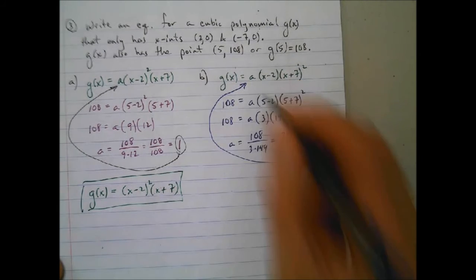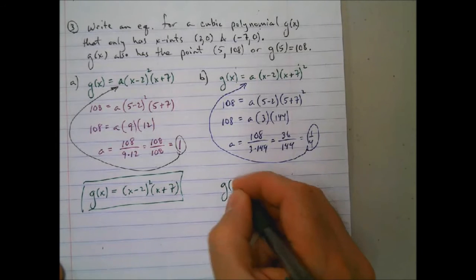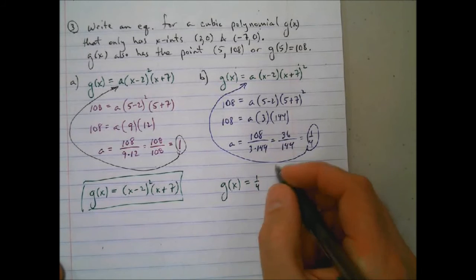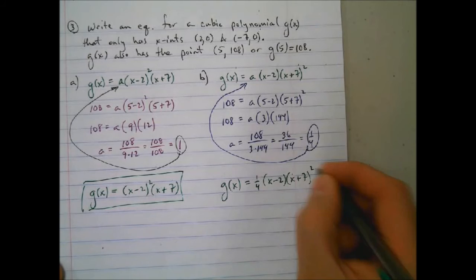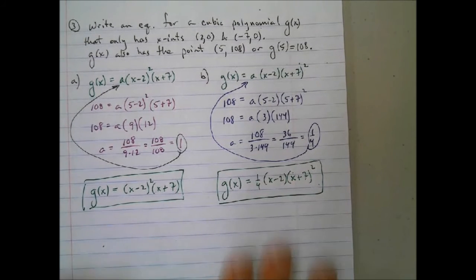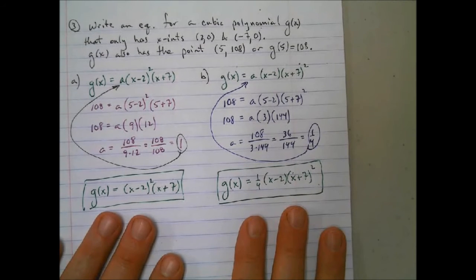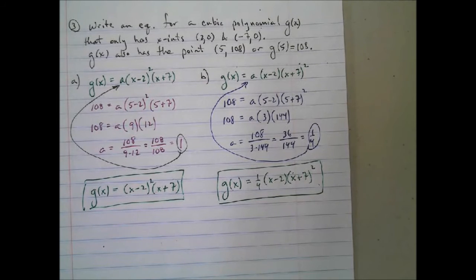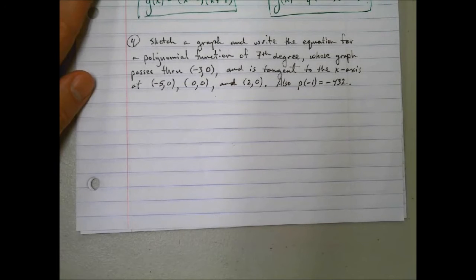So we're going to replace the A with the 1/4, and that will be our equation. So g of x equals 1/4 times (x minus 2) times (x plus 7) quantity squared. Now, again, both of these are correct, because without more information, each one is correct given the situation. We're going to do one more problem, and here it is.